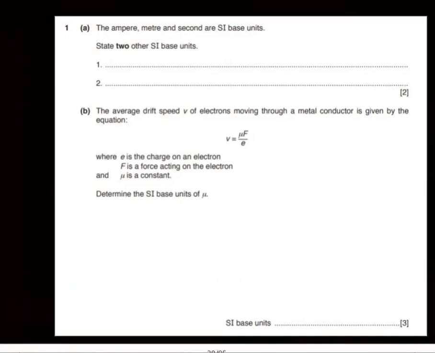Okay, so the first question says the ampere, meter and second are the SI units. So the first question asks for other SI units, right? So it can be candela, CD, it can be Kelvin, K for temperature.